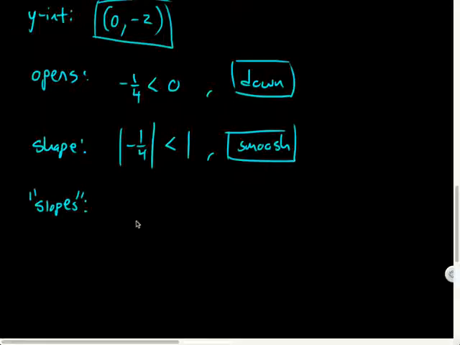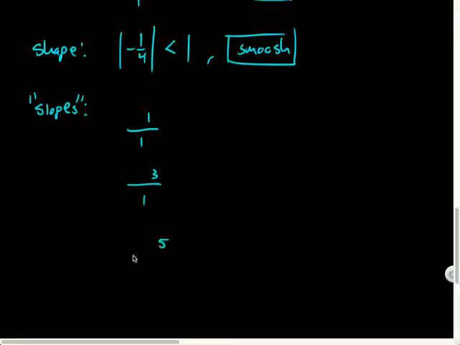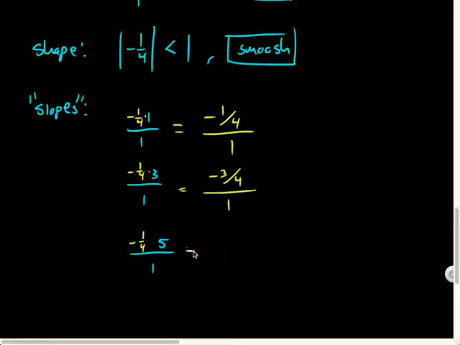Slopes. So instead of 1 over 1 and 3 over 1 and 5 over 1, I am going to multiply the numerators by the a value. Am I right? So this is down a quarter over 1. So the rise is this part right here. This is down 3/4 over 1, and this is down 5/4 over 1 for my slopes.